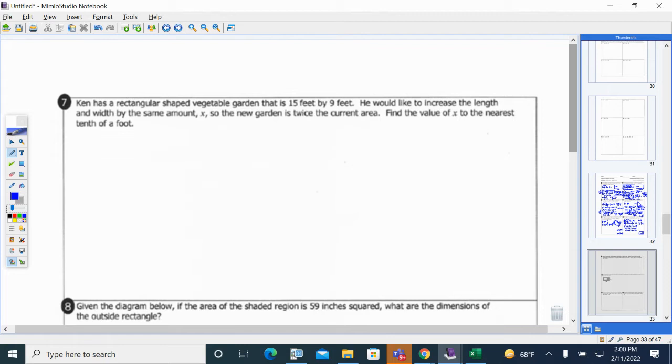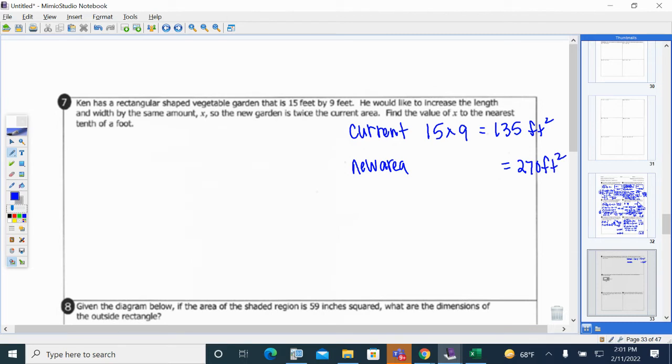There's also a couple of things going on. If his rectangular shaped garden is 15 by 9, what is the current area? So current is 15 feet by 9 feet. So 15 times 9 is 135 feet squared. So that's the current area. And his goal is to increase that by twice, by 2 times. So the new area, he wants it to be twice that, which would be 270.